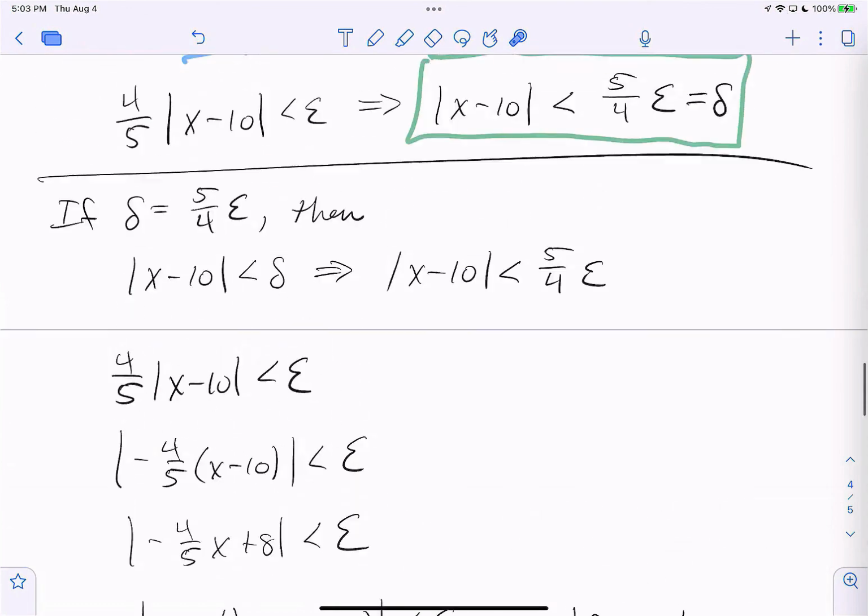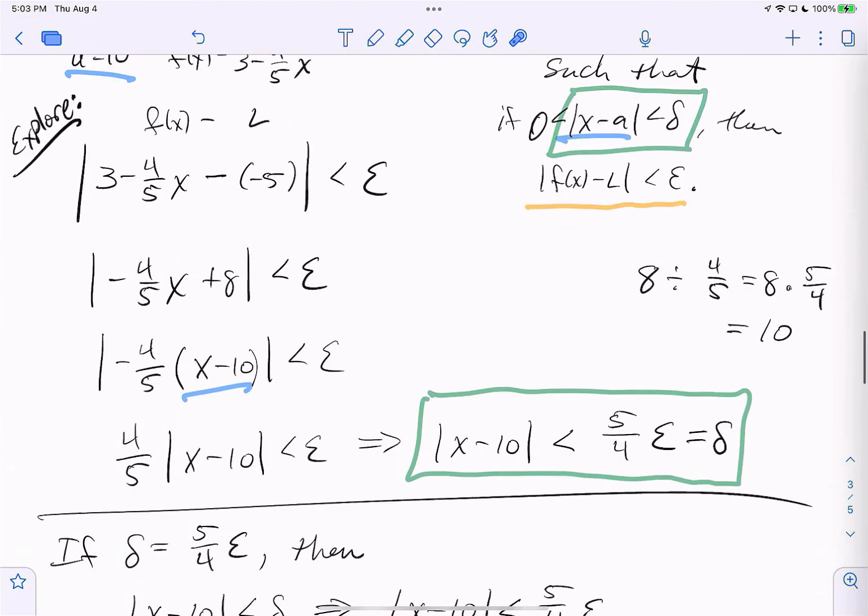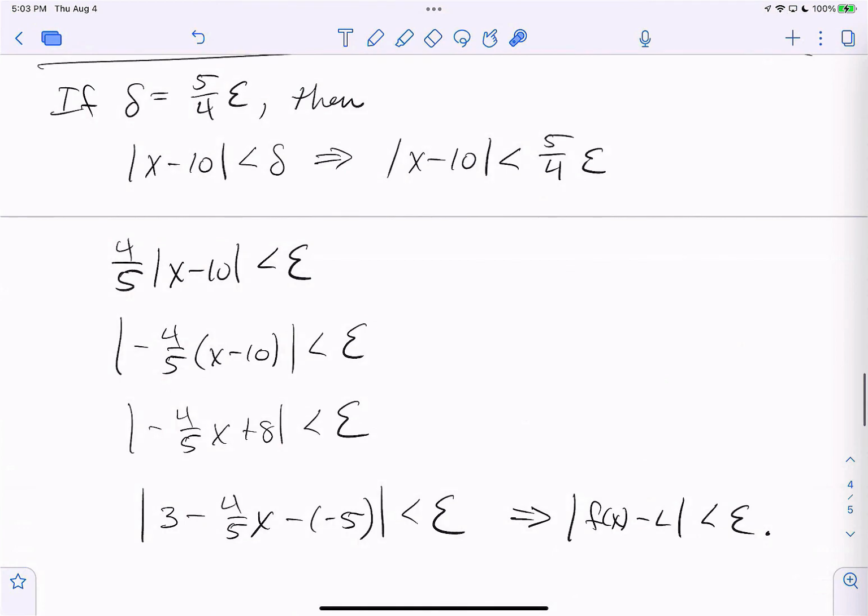So the definition says if for every epsilon there's a delta, then if delta is equal to 5/4 epsilon, which means you tell me what epsilon is, I'll be able to tell you what delta is, then all this algebra tells me that the function value will be within epsilon of negative 5. And folks, that's how these problems are done.